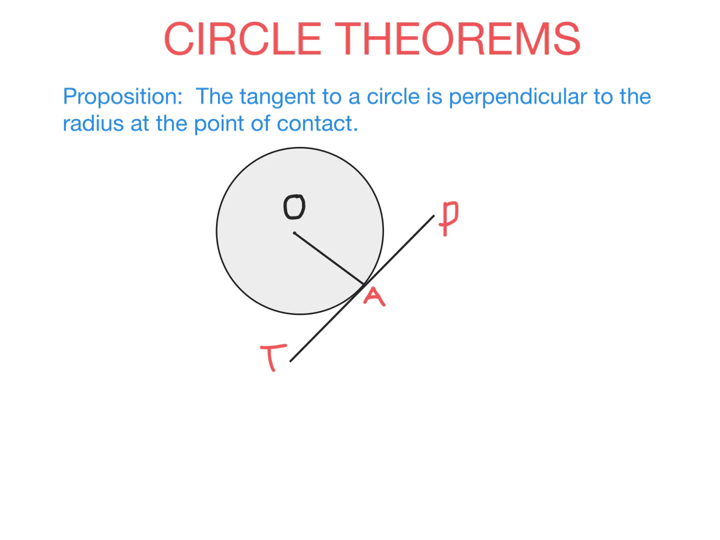Thank you so much for tuning into this video in which we will look at circle theorems. I'm going to prove two circle theorems here to show you how a proof can be constructed. Here we have the proposition: the tangent to a circle is perpendicular to the radius at the point of contact. What I want to do is prove that this line here, which is the radius, is perpendicular to the tangent, this being the point of contact.